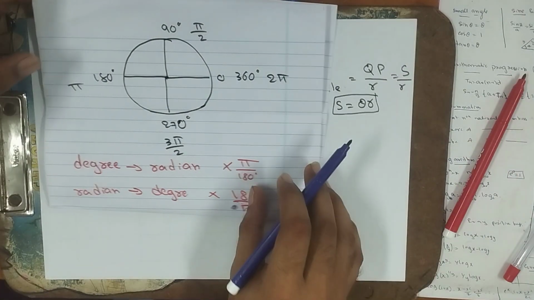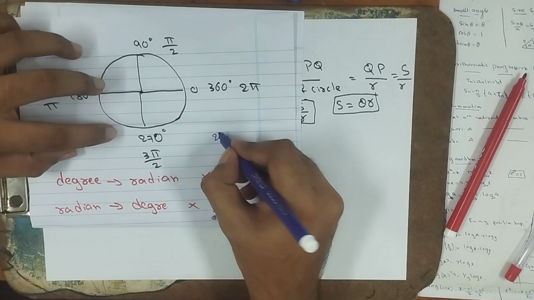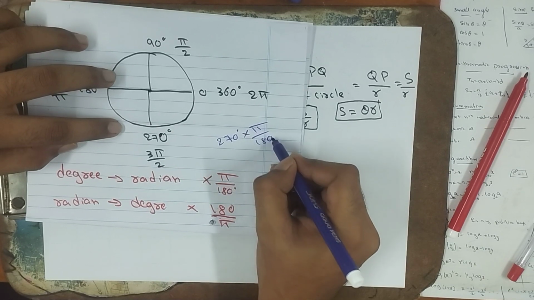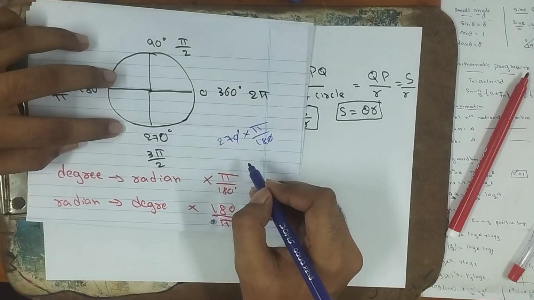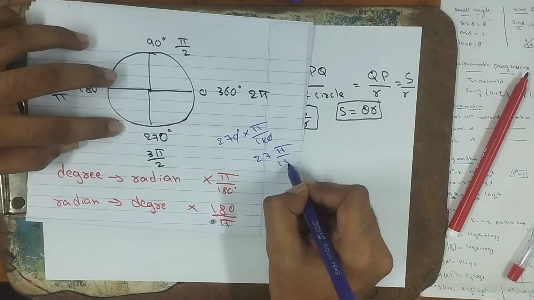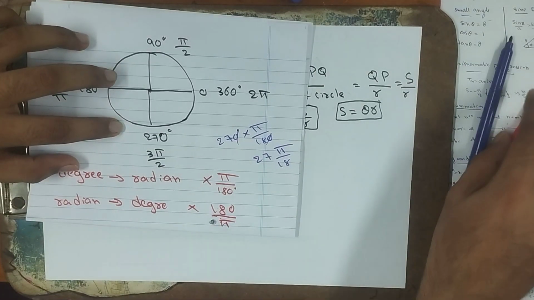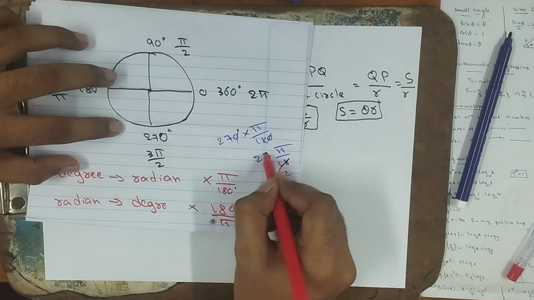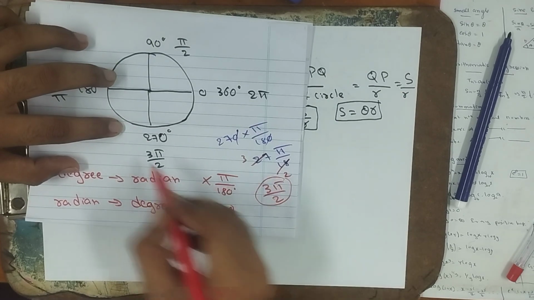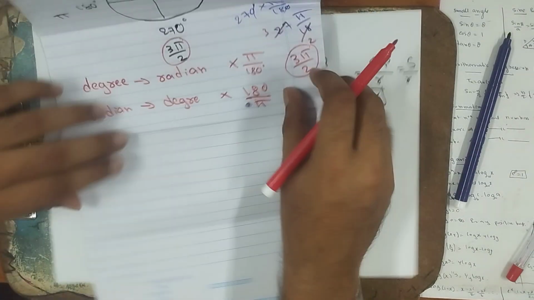Don't worry. See here. Now if I am calculating 270 degree to radian, pi divided by 180, the 0 gets cancelled. Right. Now what remains? 27 pi by 18. Now if you closely see, 9 2s are 18, 9 3s are 27. What happens? 3 pi by 2. Right answer. Simple case needs simple solution.